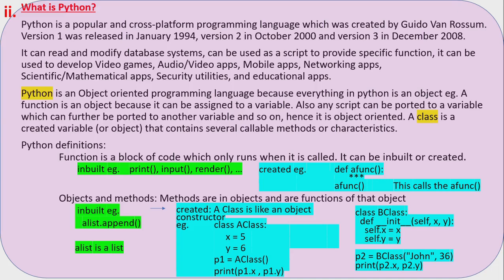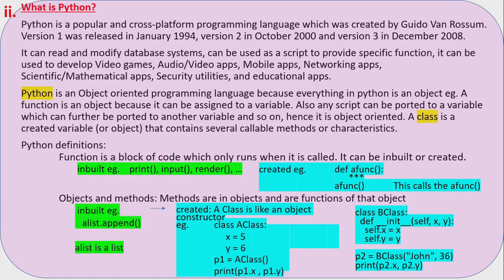Python can read and modify database systems. It can be used as a script to provide specific functions, by inserting or merging it with major code as a snippet. It can be used to develop video games, audio or video apps, mobile apps, networking apps, scientific or mathematical apps, security utilities, and educational apps.